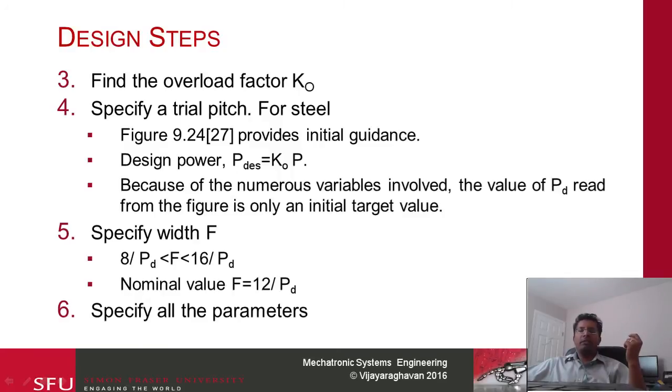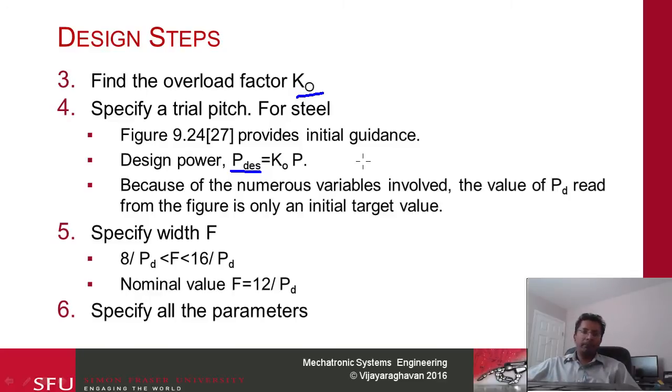Then we specify a trial pitch. For this, we use figure 9.27, 9.24 in the new book, and then 9.27 in version 4. This provides an initial guidance. And then what we do is we already calculated the overload factor over here, and from that, we'll calculate the desired power as KO times the power. Because a number of variables are involved, the PD that we actually get from figure 9.24 is kind of the initial trial. So you might have to go back to get a better quality or a better design.